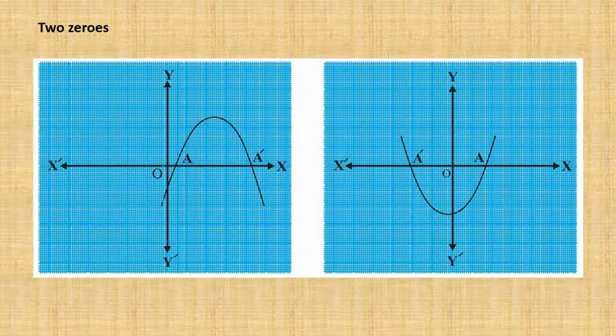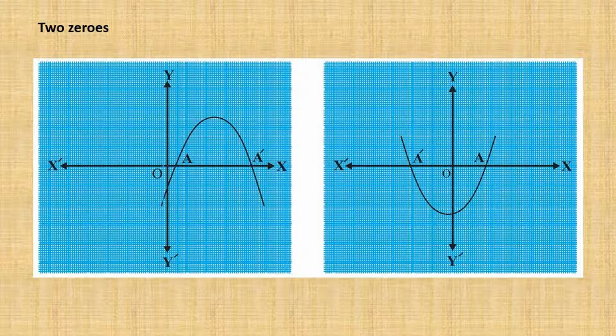The intersecting points in this picture are marked as A and A dash. So the x-coordinates of A and A dash are zeros of the given polynomial. So if the graph intersects the x-axis at 2 points, there will be 2 zeros.